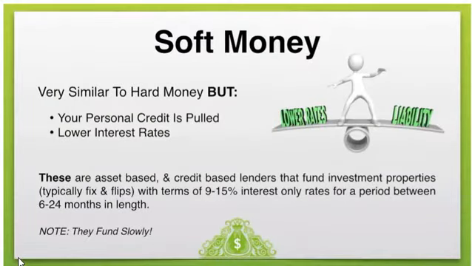Soft money is defined as asset and credit-based lenders that fund investment properties with typical terms of 9 to 15% interest rates for a period of 6 to 24 months. Like hard money lenders, they'll want you to have some skin in the game, so a 20 to 25% down payment is not uncommon. Overall, soft money is like a hybrid between a true hard money lender and a conventional lender like a bank, and the major benefits are your cost of capital is cheaper than a hard money loan, plus you have a longer term, so you have more time to renovate and sell the property.